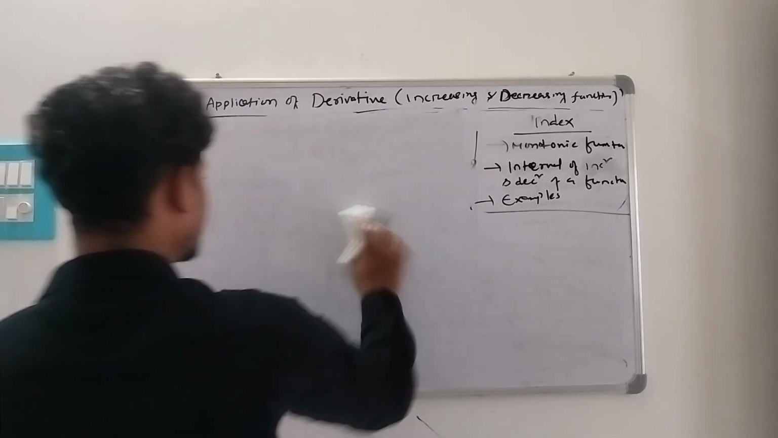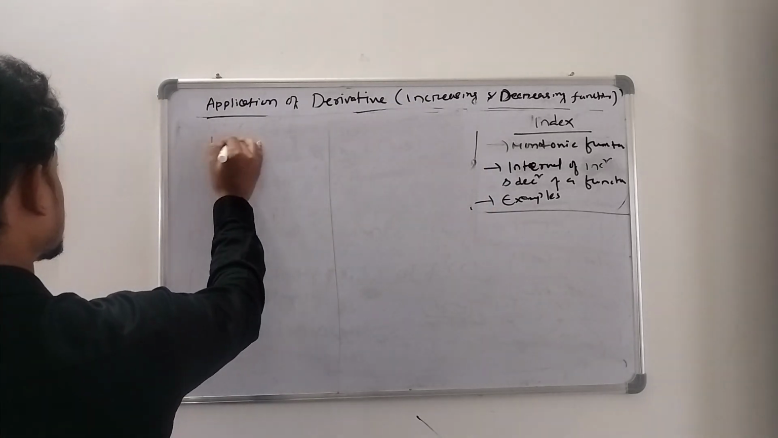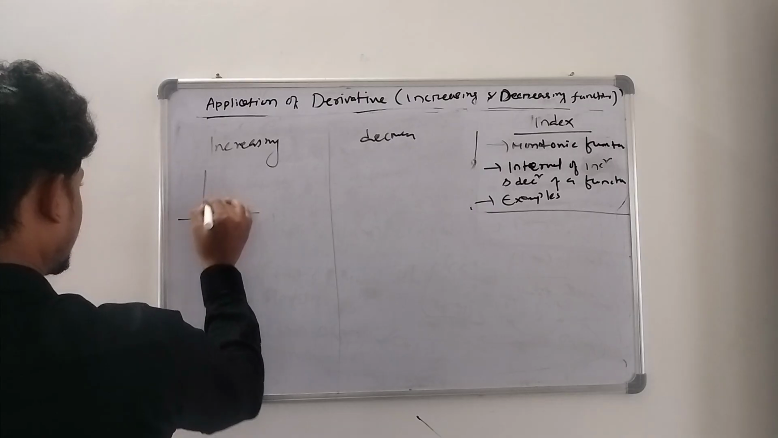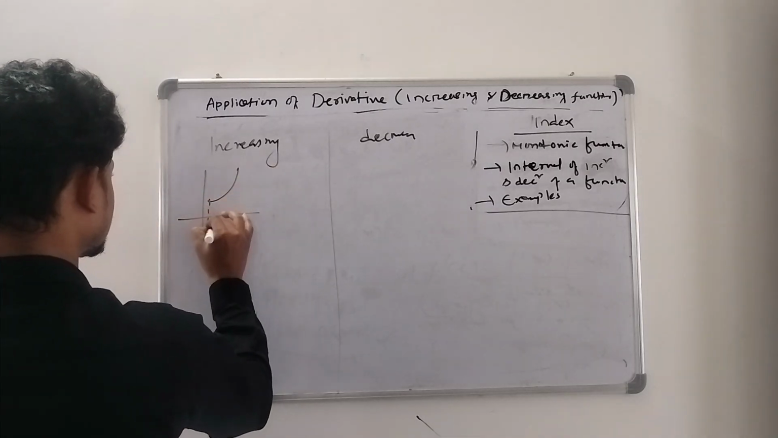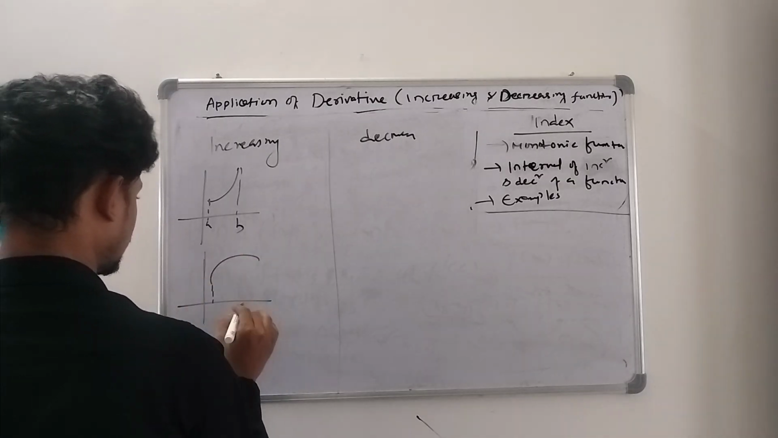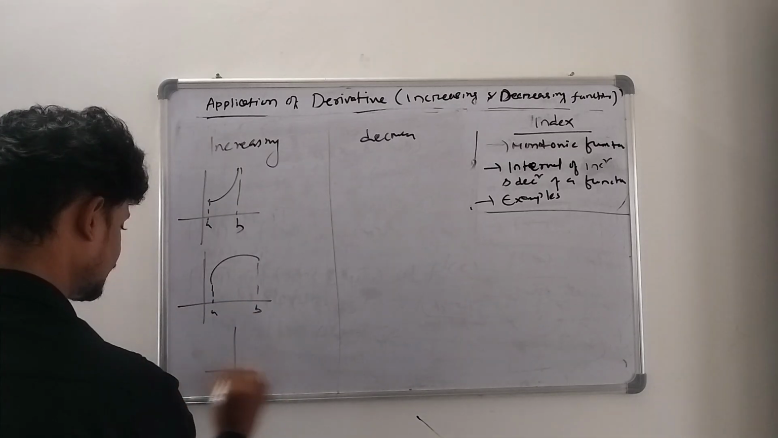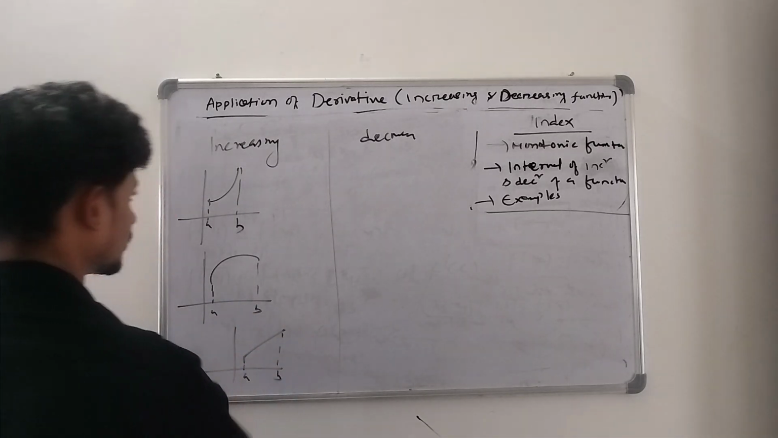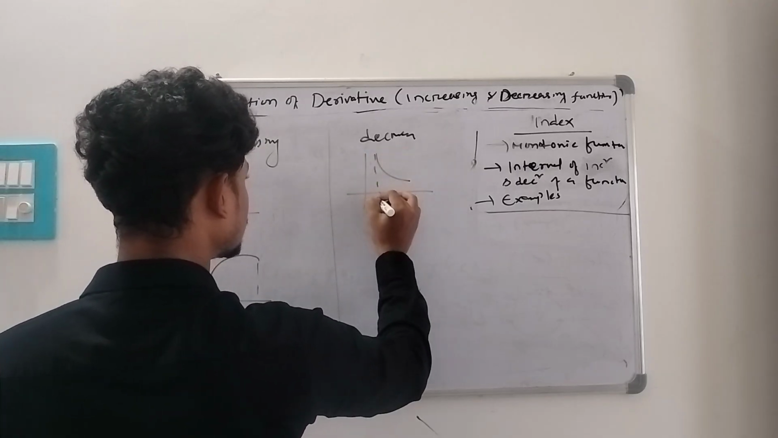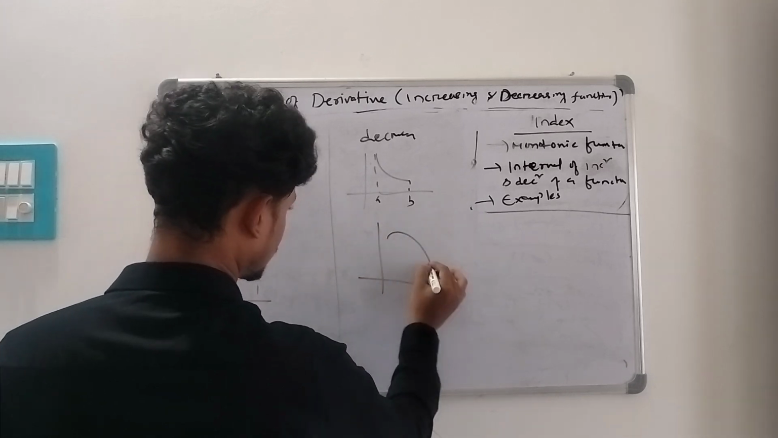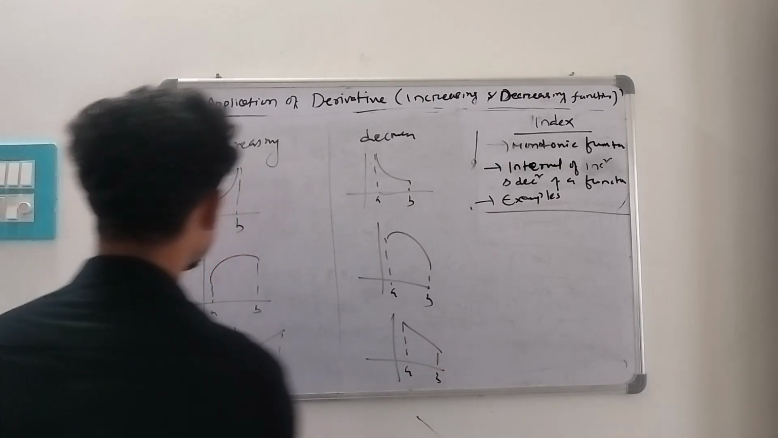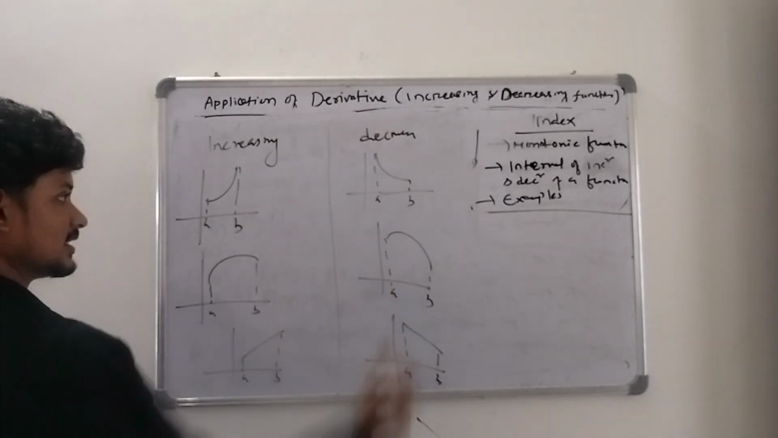Now, I can observe it graphically also. I am taking increasing graphs and decreasing graphs. So in this case, these three are increasing graphs and these three are decreasing graphs.